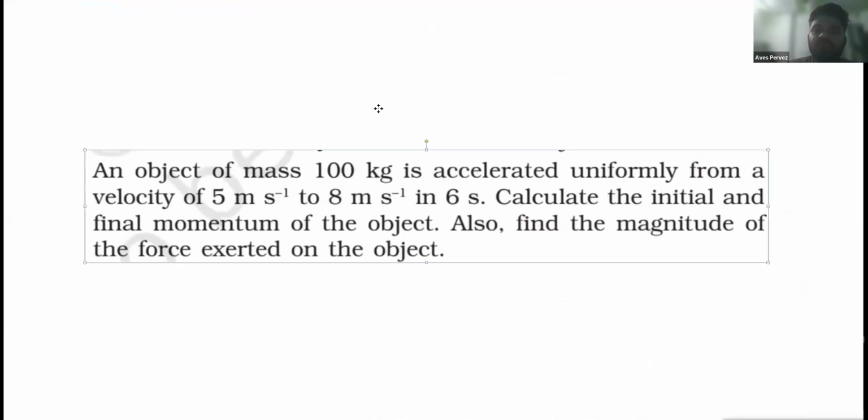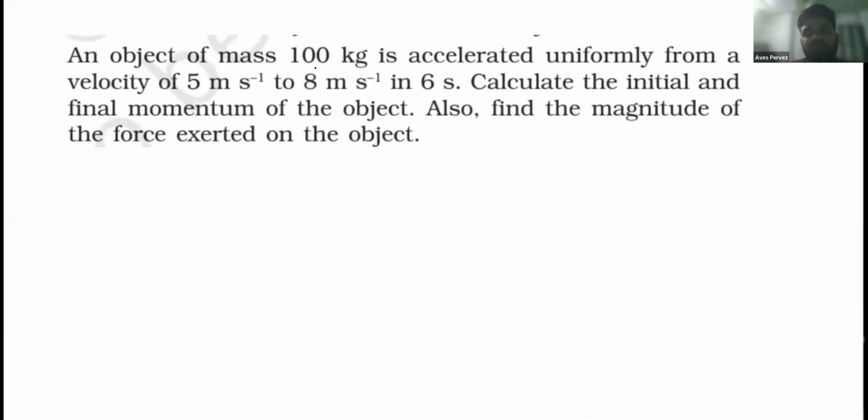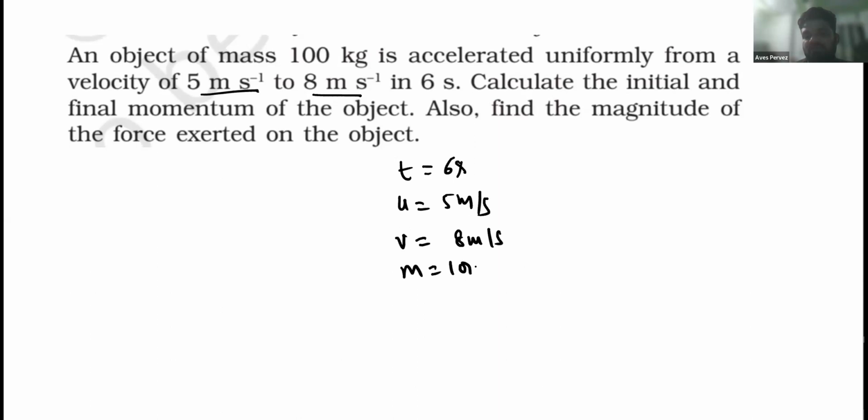So, dear students, let's check it. This is given to you. An object of mass 100 kg is accelerated uniformly from 5 meter per second to 8 meter per second in 6 seconds. So time is given to you, 6 seconds. Initial velocity, final velocity and mass are also given. Mass is 100 kg. We have to calculate the initial momentum and final momentum of the object.